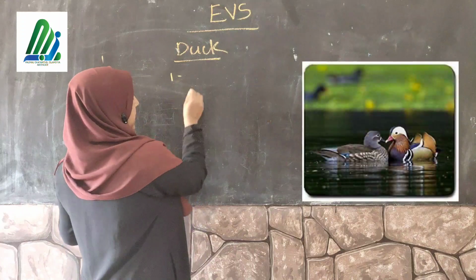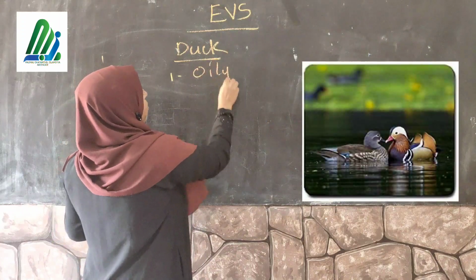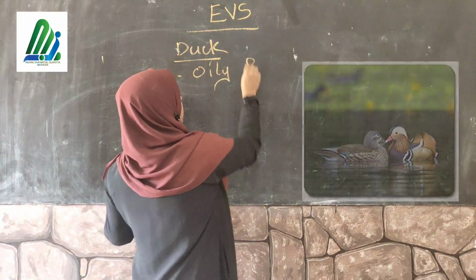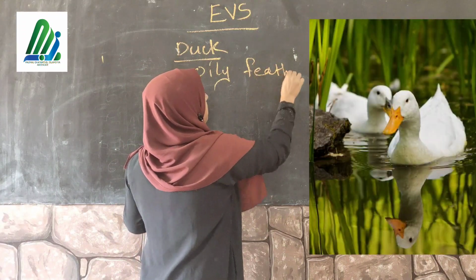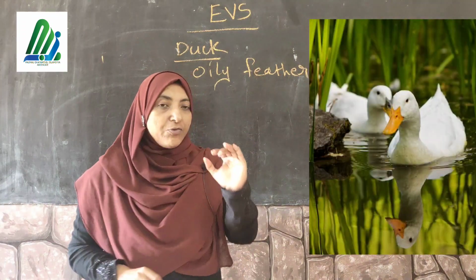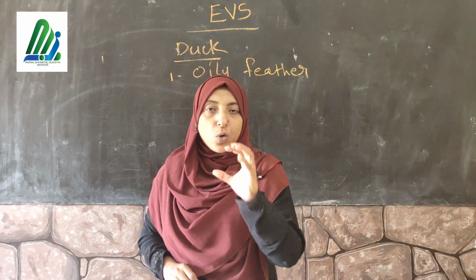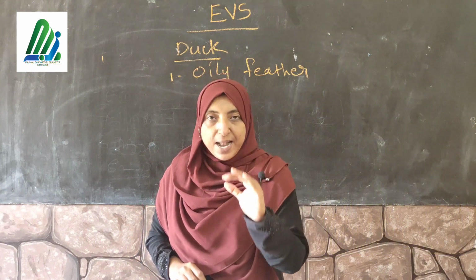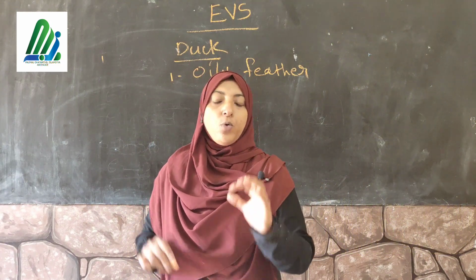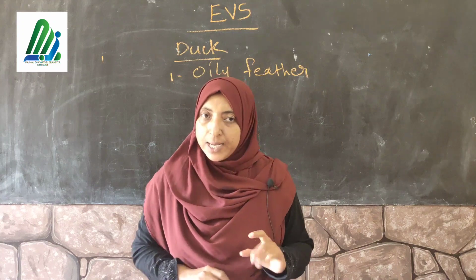First point, it has oily feather. That means the feather of the duck is so smooth, so that helps the duck to swim or to move in the water. Clear?